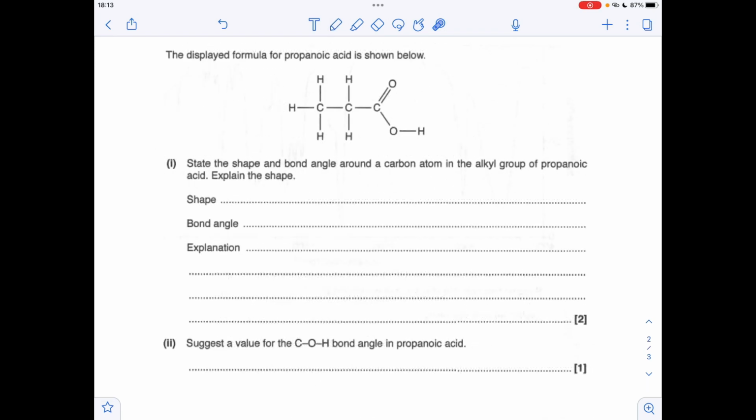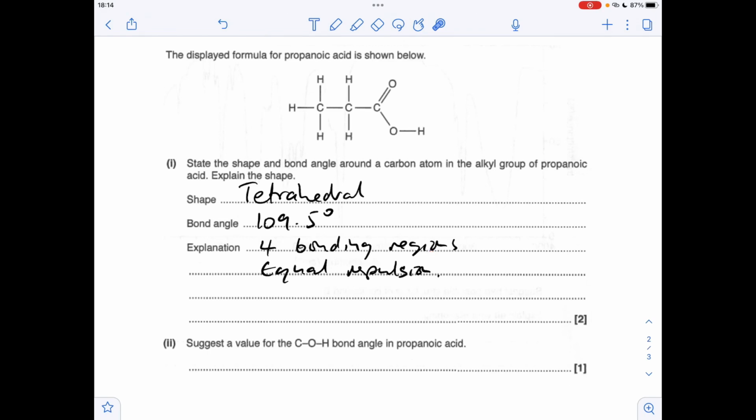Moving on to the next question, so we've got to state the shape and the bond angle around the carbon atom in the alkyl group. So obviously this is the alkyl group here, so we'll just look at this carbon. So what have we got around here? We've got 4 electron regions, they're all bonding regions, so we've got equal repulsion, and the shape associated with that is tetrahedral. The bond angle around there will be 109.5 degrees, and there's the explanation: 4 bonding regions, equal repulsion.